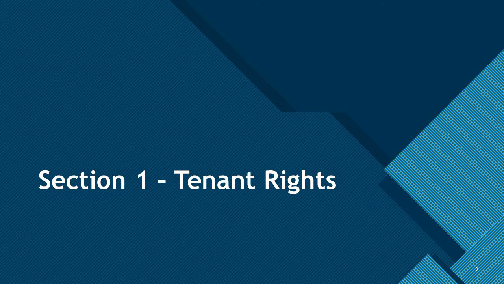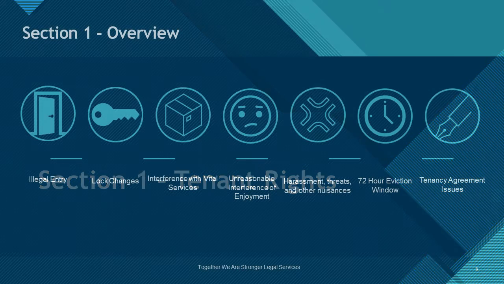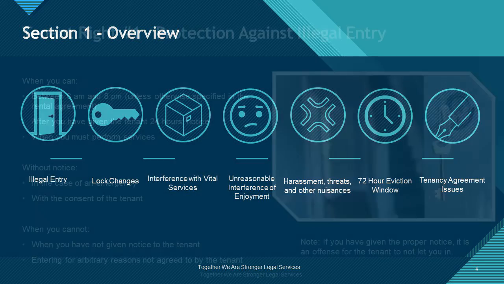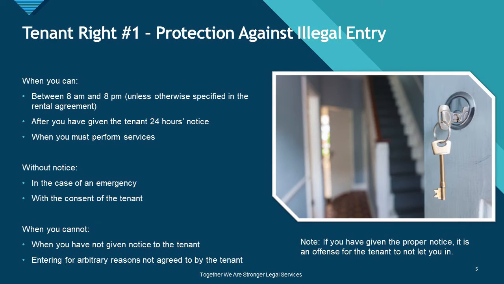In this first section, we will discuss tenant rights. We will be discussing illegal entry, lock changes, vital services, interference with enjoyment, harassment, the eviction window, and tenancy agreement issues. First, we will discuss entering the rental unit and how to avoid illegal entry.